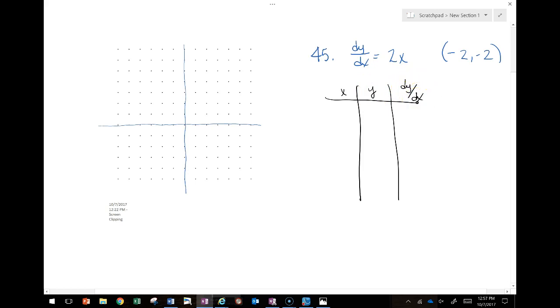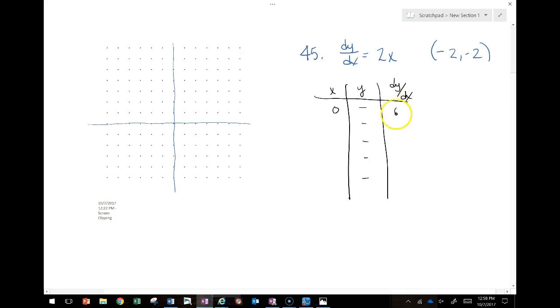When x is 0, there's nothing for us to plug in for y, so really our y values don't matter. They can be all real numbers, anything. So the only thing that's going to impact our slope is our x value. When x is 0, the slope is 0. When x is 1, the slope is 2. When x is negative 1, the slope is negative 2. And let's go ahead and put a 3, so then the slope is 6, and at negative 3, the slope is negative 6.